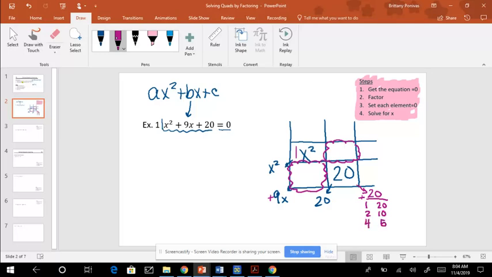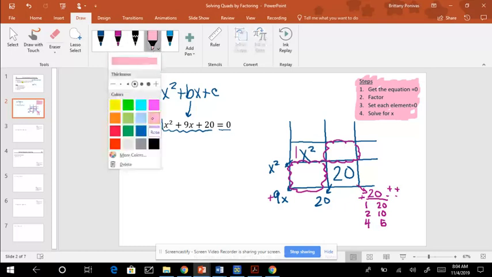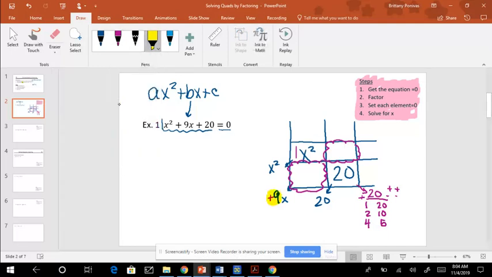20 is a positive number, which means both of our factors would have to be positive or both of our factors would have to be negative. How do you decide if they're positive or negative? You look at the sign of the term we need to add to. So this is a positive 9, which means our factors have to be positive. So if I make all of these positive, I want the ones that add to be 9. Well, 1 and 20 add to be 21, 2 and 10 are 12, 4 and 5 are 9. So we are going to choose 4 and 5.